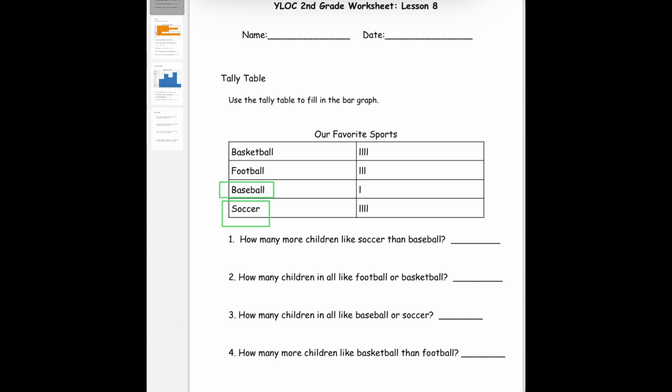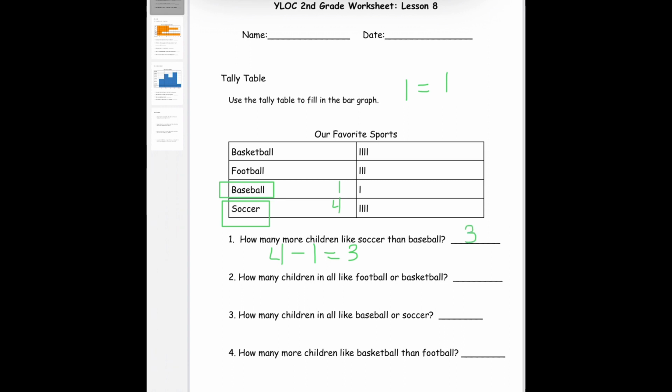So baseball, there's only one tally, so that means 1. And one line equals 1. Each one tally means 1. And since there's 4 tallies over here for soccer, then there's 4. So it says how many more children like soccer than baseball? So all we have to do is 4 minus 1, and that equals 3. So 3 more children like soccer than baseball.